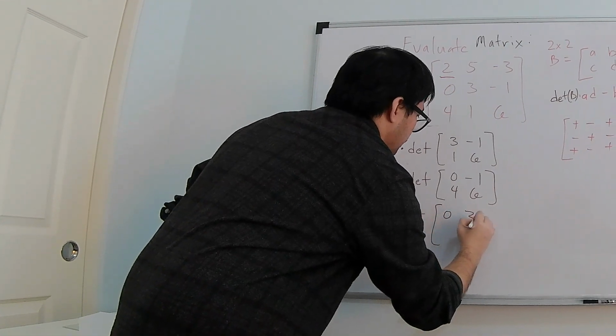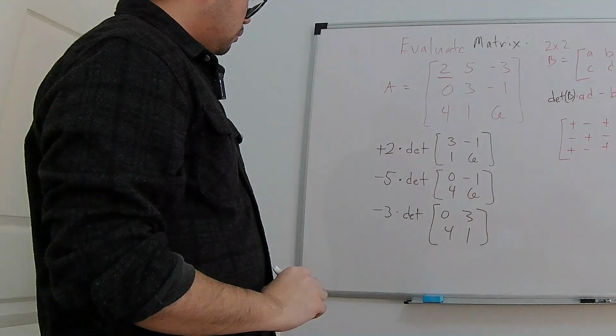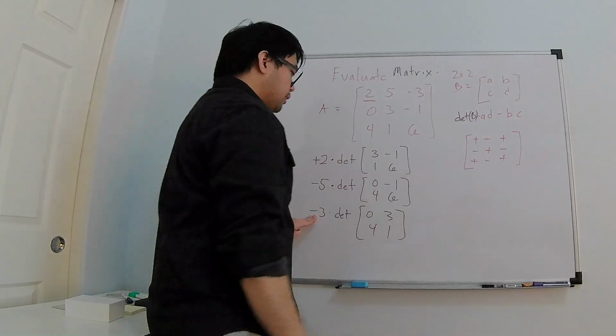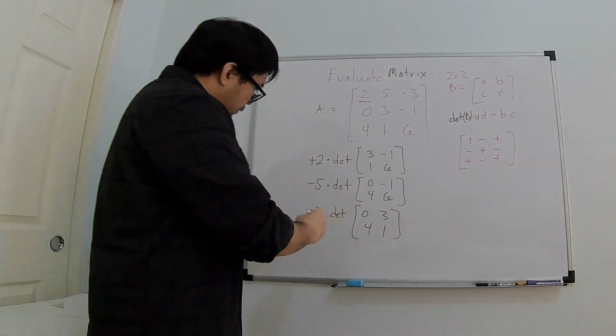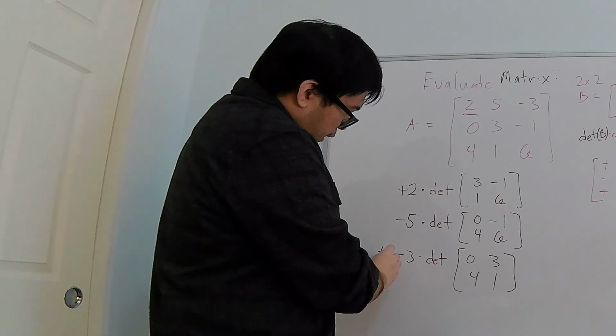0, 3, 4, and 1. All right. There we go. And then of course, we have to look at this table again. That positive there will go in front of this. You multiply it. Think of it like a +1, like that. You multiply that, right?